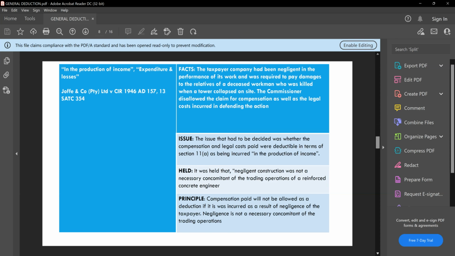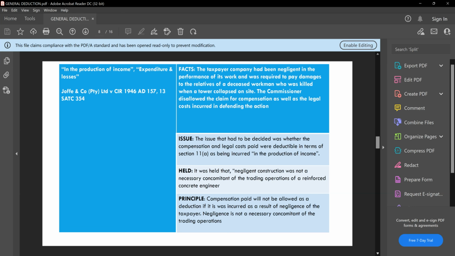Next up, we have Joffe and Co. Pty Ltd versus CIR. This was in 1946, still a very relevant case to date. The taxpayer company had been negligent in performance of its work and was required to pay damages to the relatives of a deceased workman who was killed when a tower collapsed on site. The commissioner disallowed the claim for compensation as well as the legal costs incurred in defending the action.